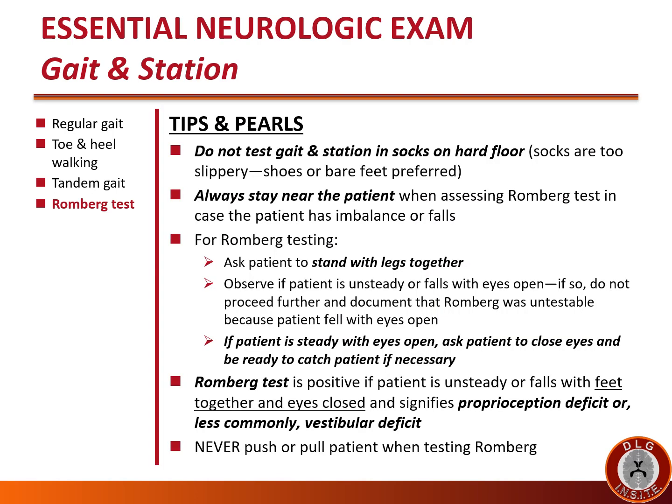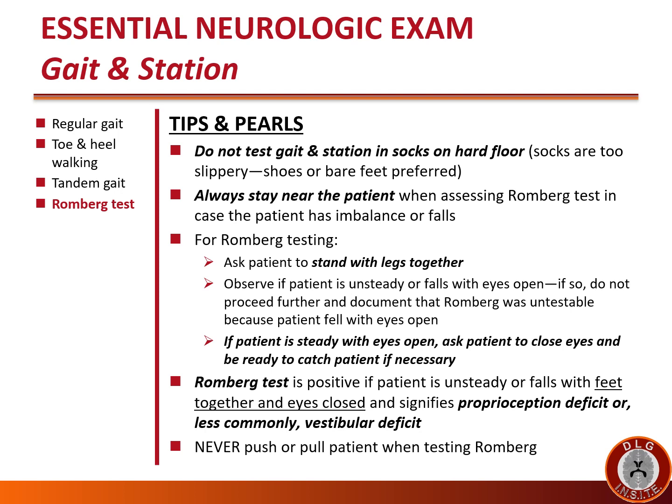Tips and pearls: gait and station, Romberg test. Once again, do not test gait and station in socks on a hard floor, and always stay near the patient when assessing any aspect of gait and station, including Romberg test. For Romberg testing, ask the patient to stand with legs together and then observe if the patient is unsteady or falls with eyes open. If so, do not proceed further, and document that Romberg was untestable because the patient fell with eyes open.